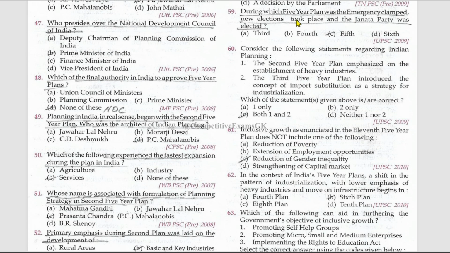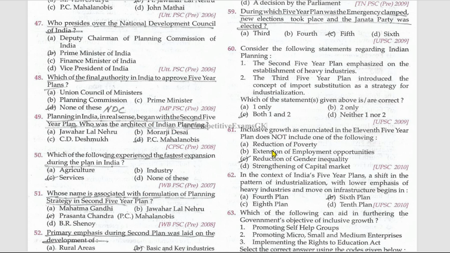During which five-year plan was the emergency clamped, new elections took place and the Janata Party was elected? Fifth five-year plan. Consider the following statements regarding Indian planning. The second five-year plan emphasized the establishment of heavy industries. True. The third five-year plan introduced the concept of import substitution as a strategy for industrialization. Both are correct.